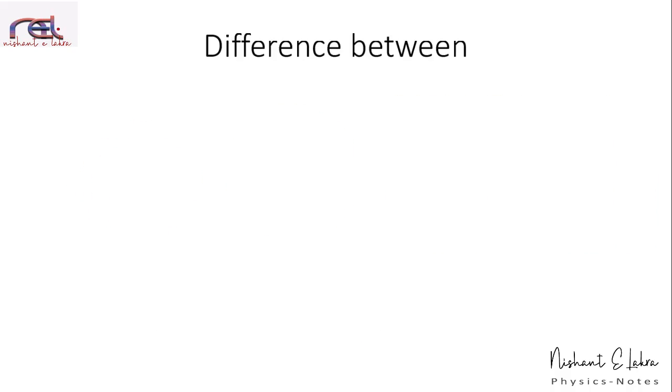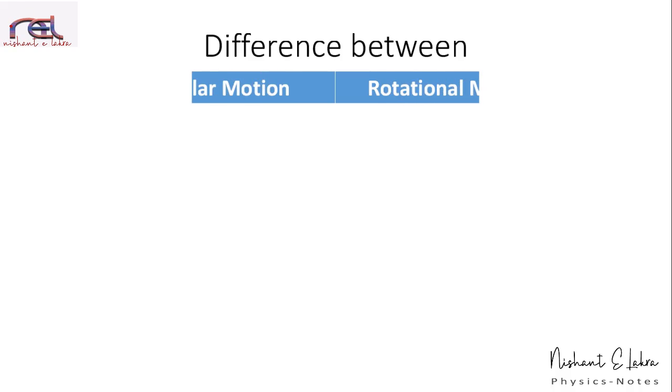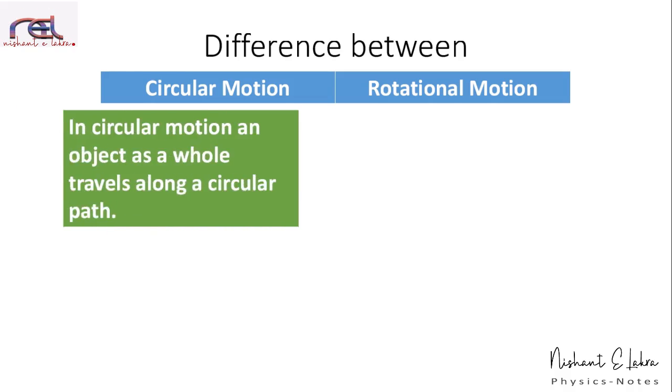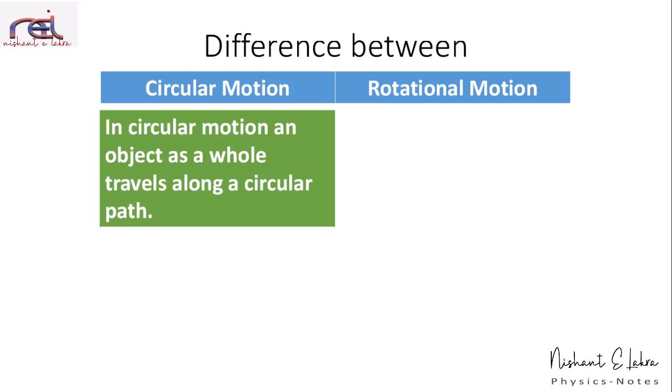Let us see the difference between circular motion and rotational motion. What are the differences? Let us see first about circular motion. Now, in a circular motion, an object as a whole travels along a circular path. Remember, the object as a whole, like you can see in the bottom part of the screen, right? An object as a whole travels along a circular path.